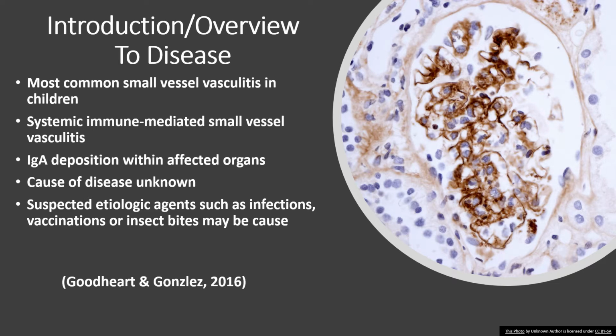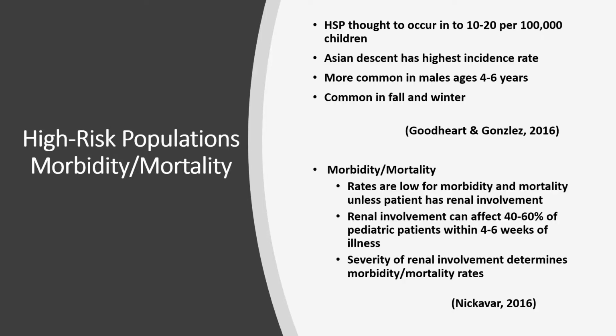The cause of the disease is unknown. It is suspected that agents such as infections, vaccinations, or insect bites may be the cause of HSP. HSP occurs in 10 to 20 per 100,000 children. Children of Asian descent have a higher incidence rate. It is more common in males aged 4 to 6 years, and it's more common in fall and winter.